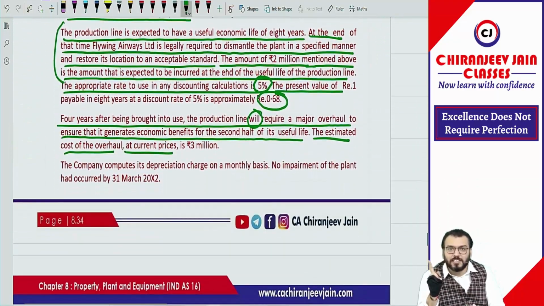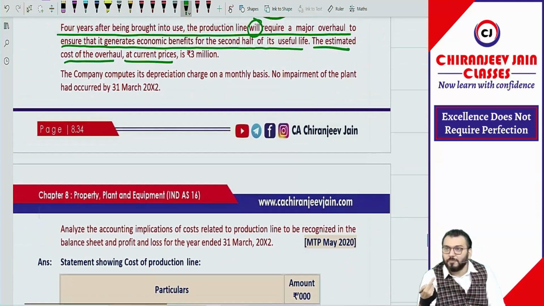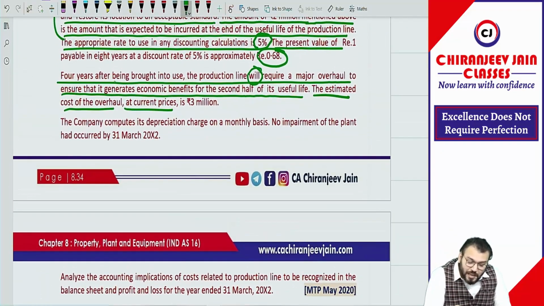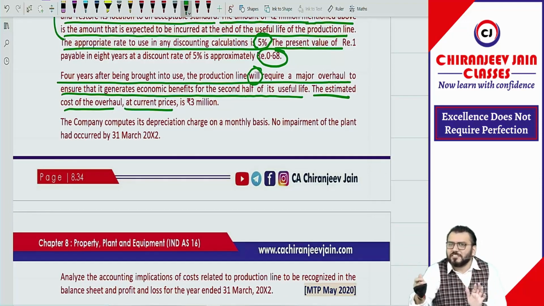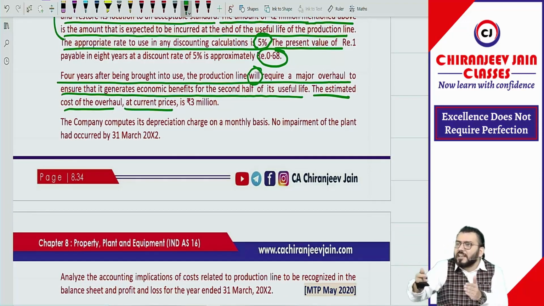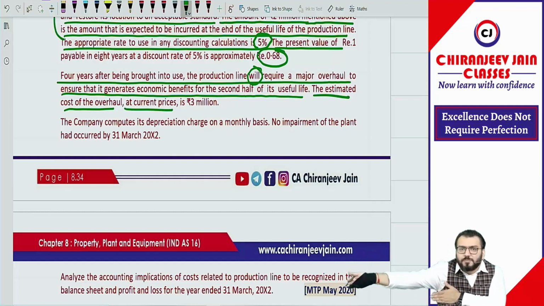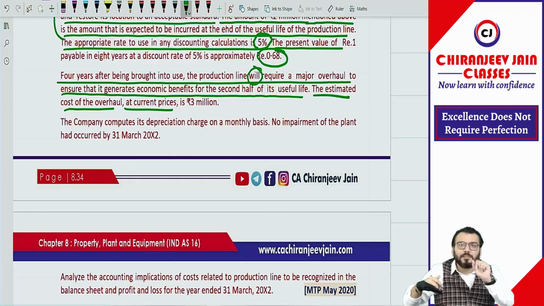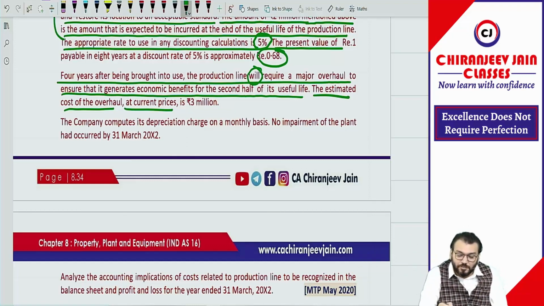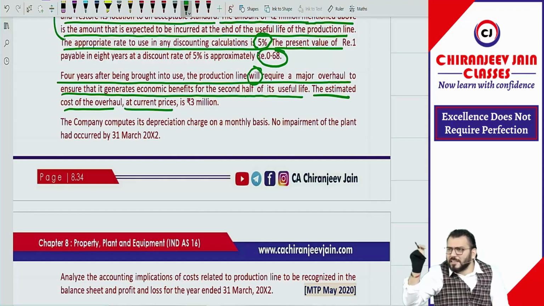Are you able to understand? Read the information carefully. 4 years after being brought into use, the production line will require. It is future tense now. Right now we are thinking that it will require some major inspection cost after 4 years. And at current price, as on today, it is 3 million. So this is the cost of major inspection as on today, which may be the present value, but as on today.